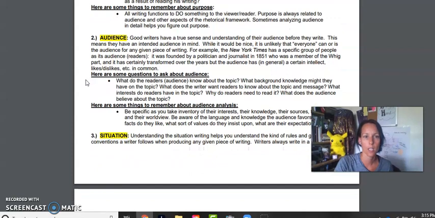So audience. Good writers have a true sense and understanding of their audience before they write. Here are some questions to ask about audience. What do the readers or audience know about the topic? What background knowledge might they have on the topic? And I would ask myself, who is Goldberg's intended audience? Multiple times throughout Wildmind, she references writers and students and people who want to write. So I would say audience here is people who want to learn how to write or cultivate a writing practice.